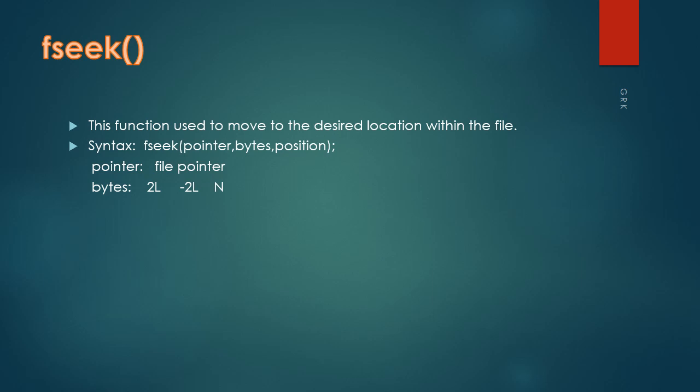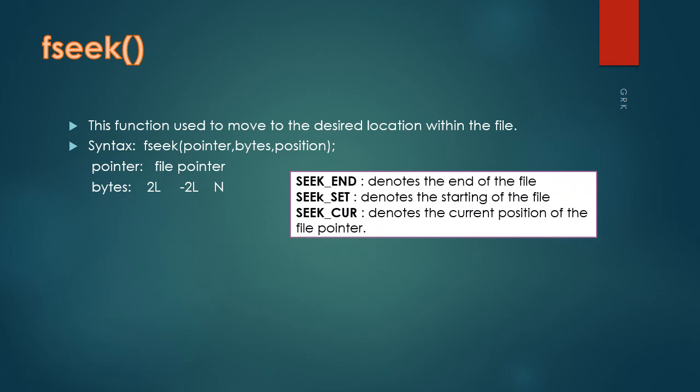But from which position we are moving is represented by the third parameter, position. In place of position, we have to write any of these three predefined macros. The first one is SEEK_END. All should be capital letters. These are nothing but predefined words, so we have to write these words as they are. SEEK_END denotes the end of the file.